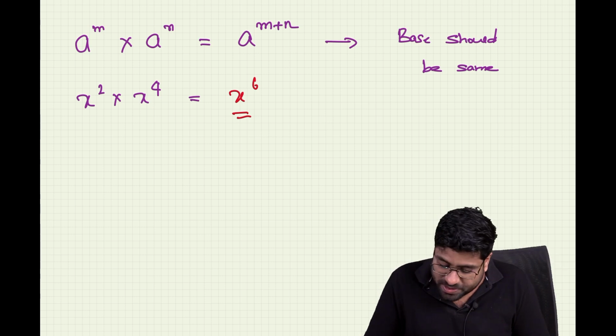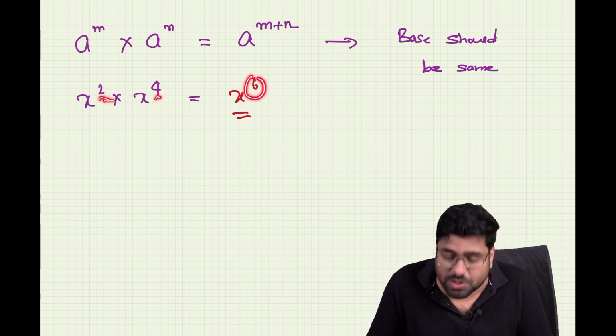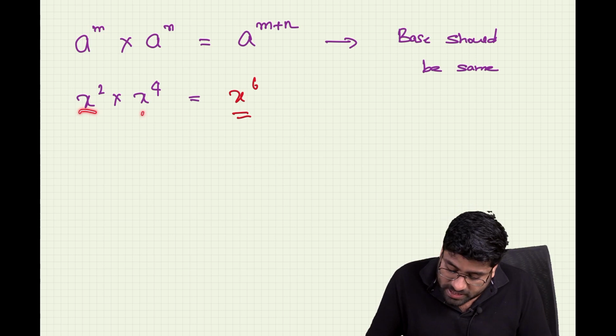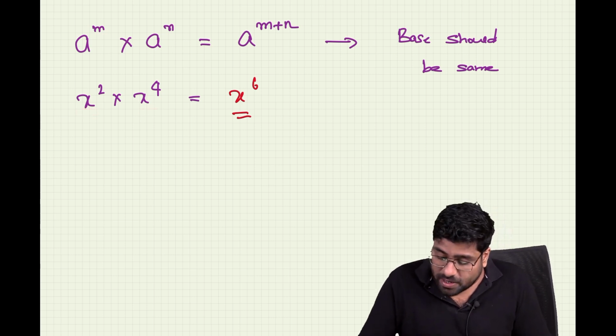Now that seems to be interesting. How did I get 6? I got 6 by adding 2 and 4. Why did I add 2 and 4? Because they have the same base, right? Very good. Now let's do the next question.